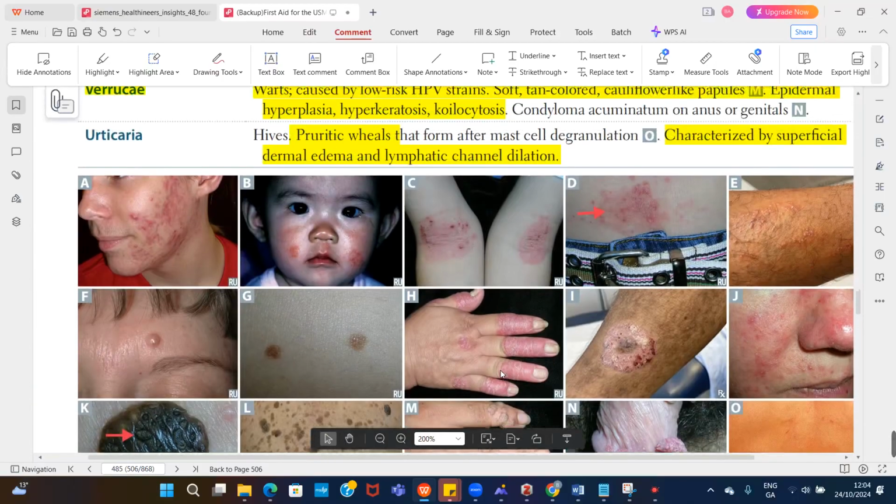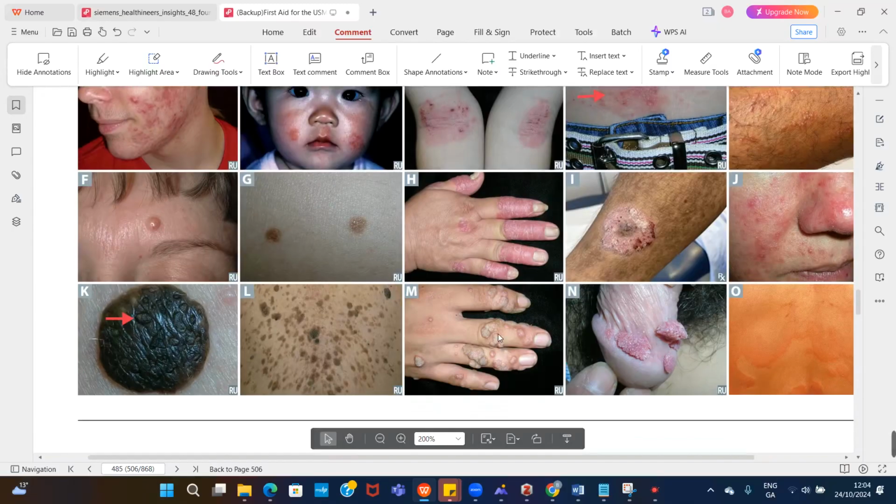The verrucae, we are very familiar with verrucae. They are also known as warts. They are cauliflower-like papules. They can occur in every part of the body, in fingers, so many areas. And it is caused by the HPV virus.